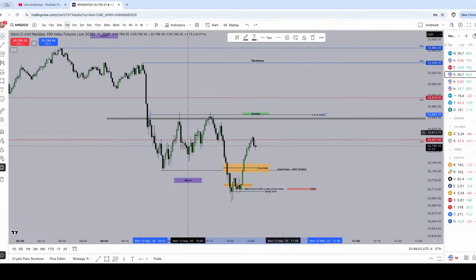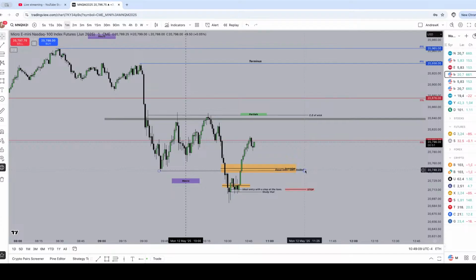So I'm studying this little inversion right here. Let's see. I don't think they're gonna bring it back down here. I don't see that happening, to be honest. By the way, the macro is here now, so if we're gonna get efficient delivery, it's gonna be. This will be the last macro I watch, by the way. I'm not watching any other ones.